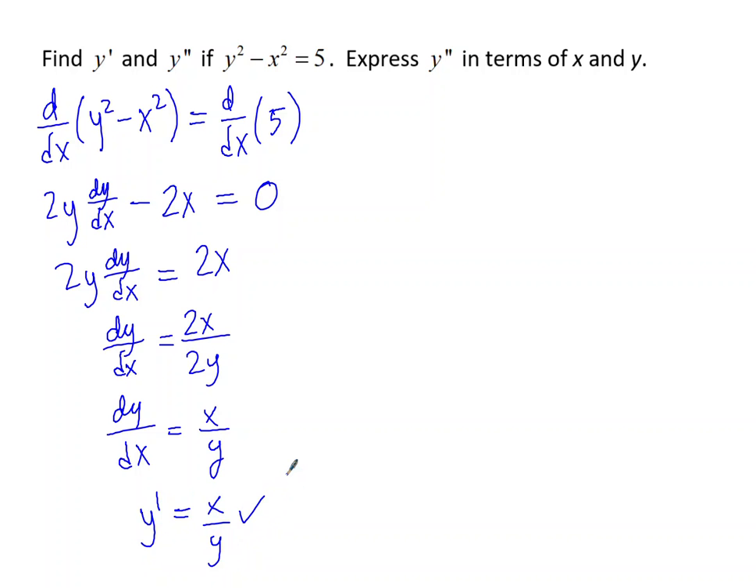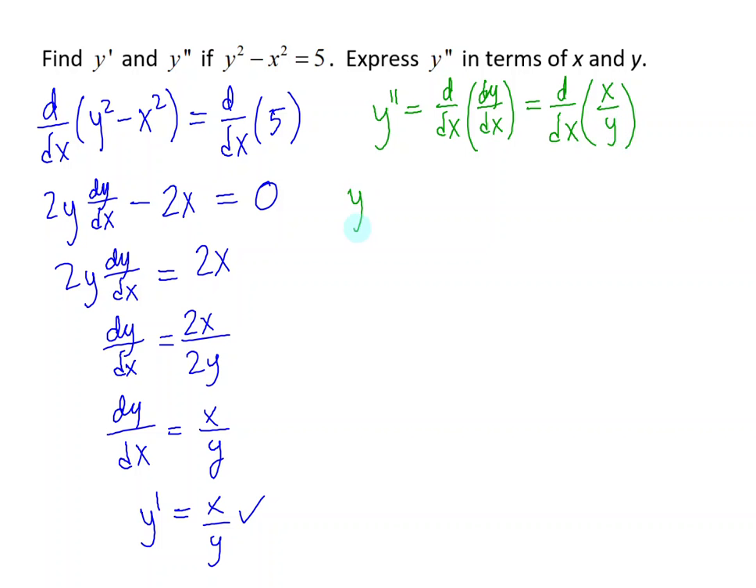Now we want the second derivative. Well, y double prime means the derivative of y prime, or the derivative of dy dx. Because dy dx is x over y, I'm taking the derivative with respect to x of x over y. This is a quotient, so unless I rewrite it, this will require the quotient rule.